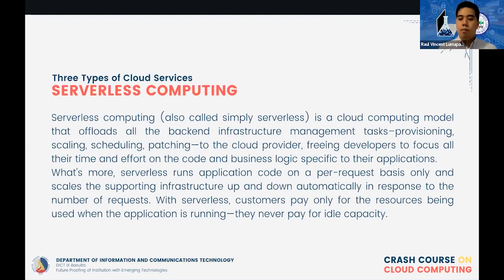So with serverless, customers pay only for the resources being used when the application is running, and they never pay for idle capacity. It is only when you use the infrastructure of the vendor or the provider that you would be charged, or that you would need to pay. Okay, so this is a current trend in terms of cloud services now, because technically, if your system is idle or it's not being used, then it should not use any servers. It should not be given a particular capacity or a particular provision, because it's not being used at all.